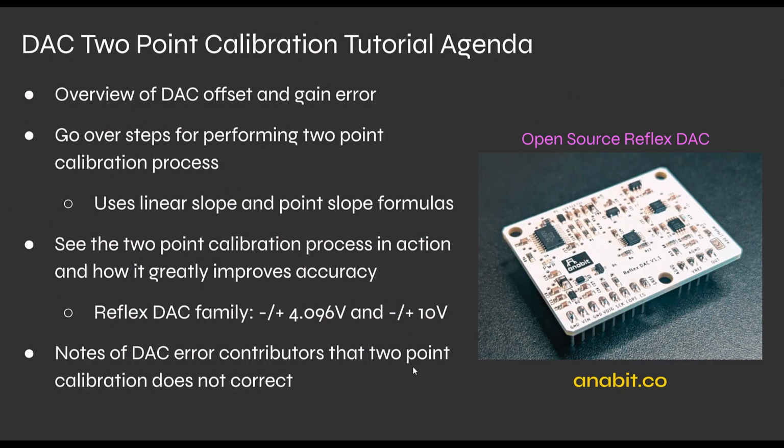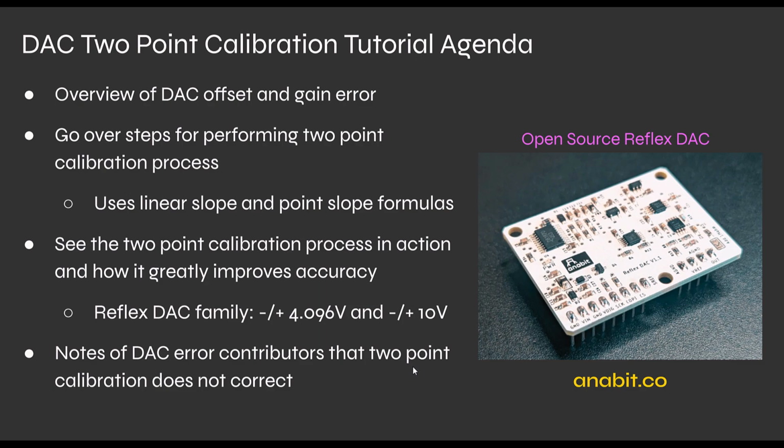Okay, here is the agenda for this video tutorial. First, we're going to do a quick overview of DAC offset and DAC gain error. These are common DAC specifications that you'll find in the datasheet for any DAC IC. We're going to go over steps for performing the two-point calibration, which uses the linear slope and point slope formulas that you probably learned in algebra years ago.